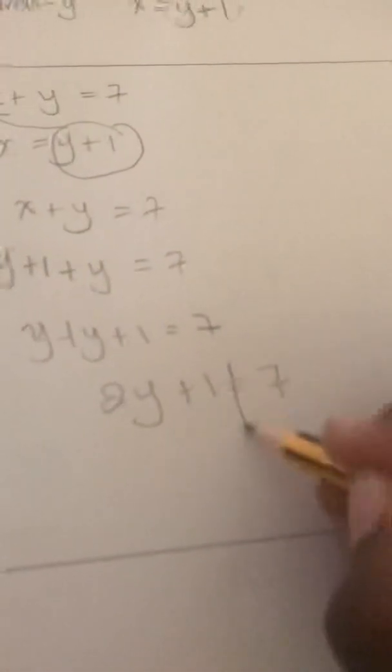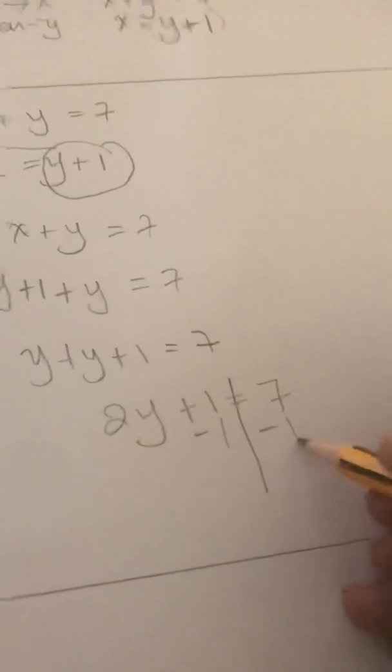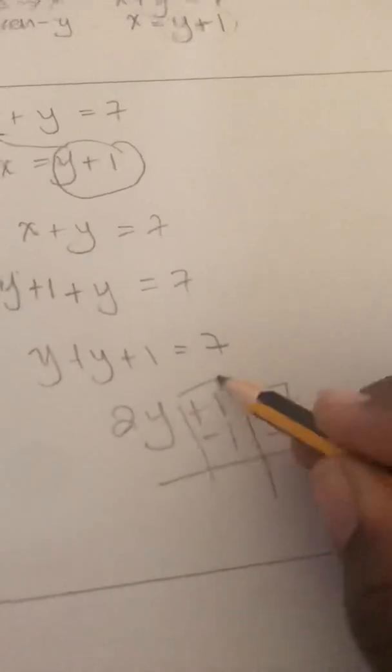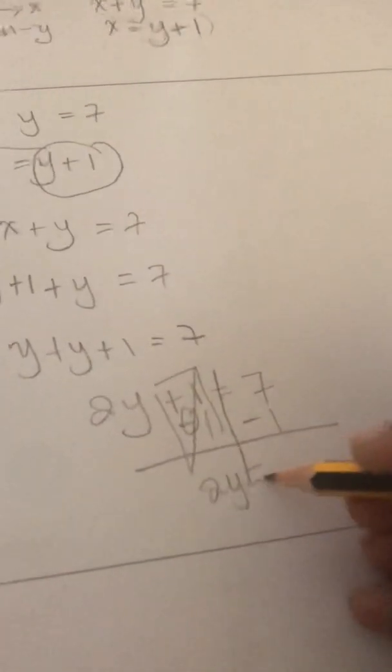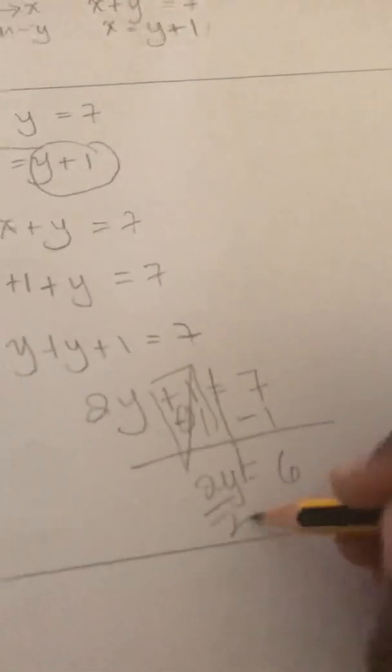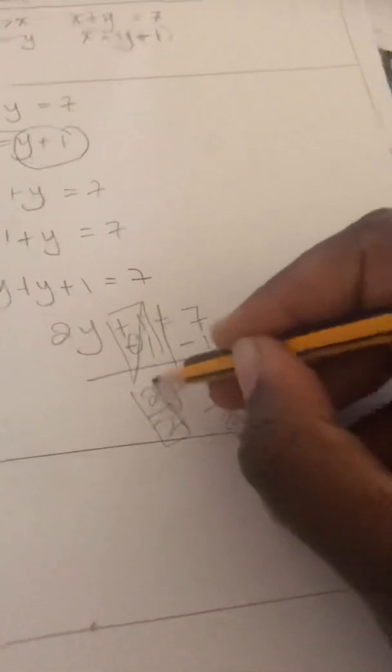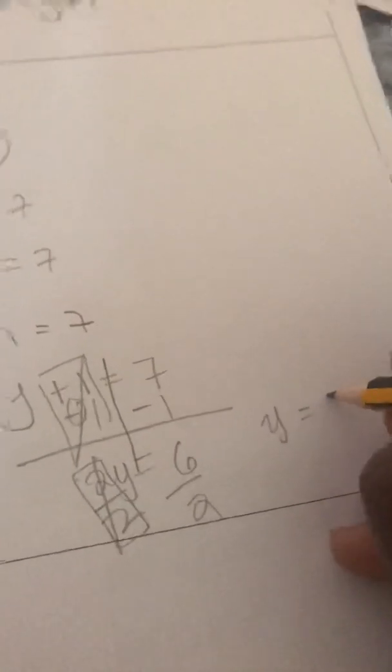Then I draw my bridge, subtract 1, subtract 1. This goes away. 2y is equals to 6. Divide by 2, divide by 2. So this goes away and y is equals to 3. This is one of your answers.